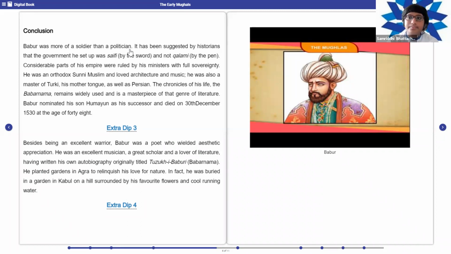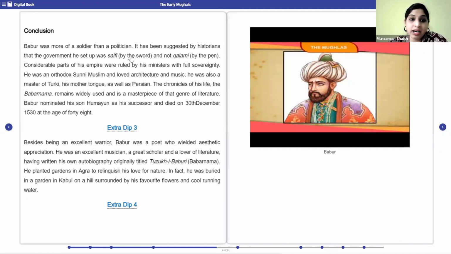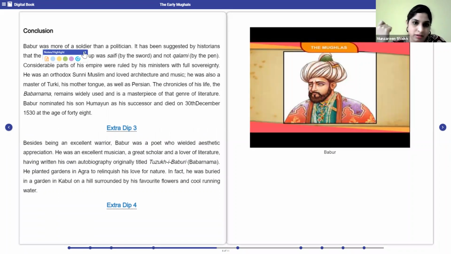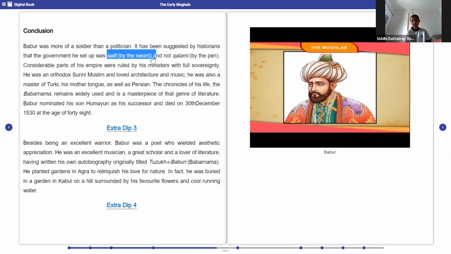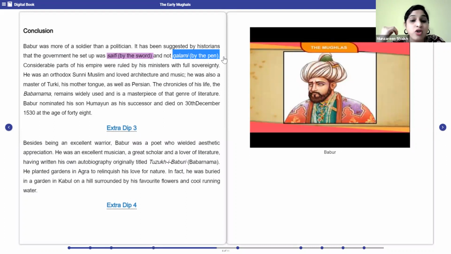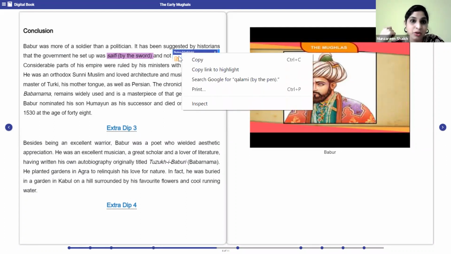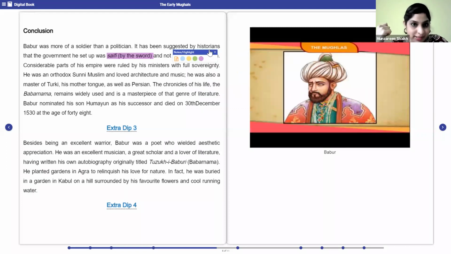Yes, as a soldier. It has been suggested by historians that the government he set up was Saifi, that means by sword, and not Kalami, by pen. Please underline that. He had set up his government, which was called Saifi. Saif means sword. Kalam means pen. So he was able to set up his territory with the help of the sword and not by pen, right? Because he would prefer going on battles and winning the battles. So that included what? Sword, not a pen. Got it?